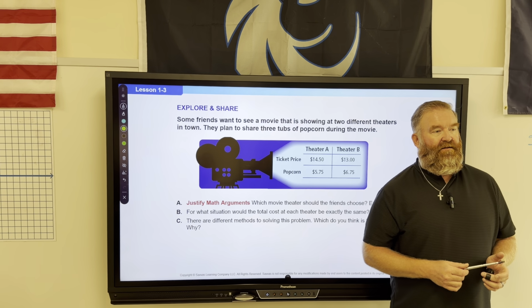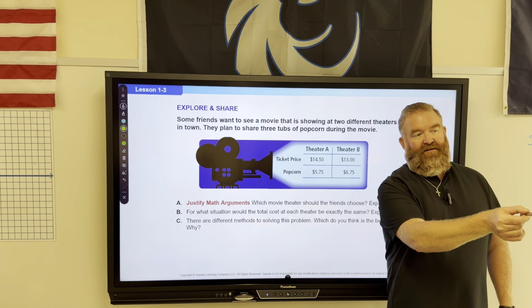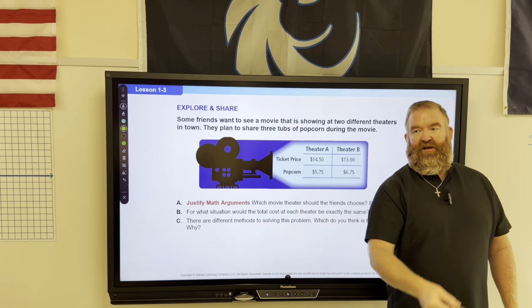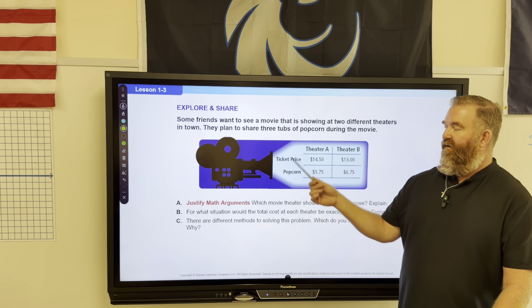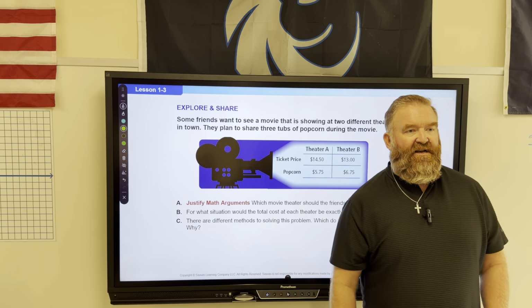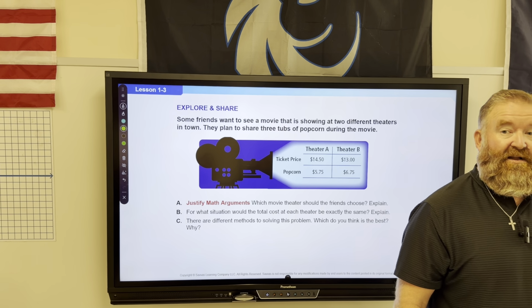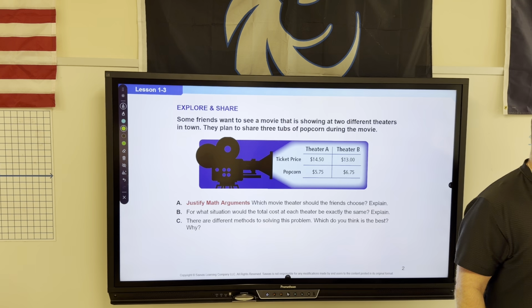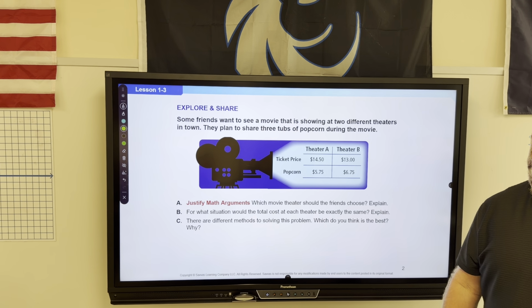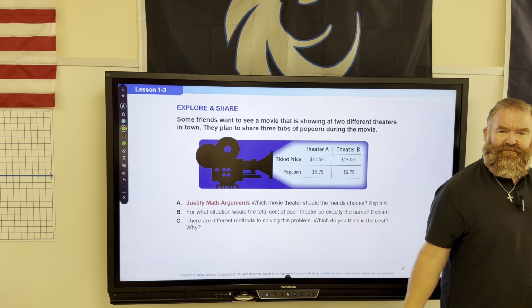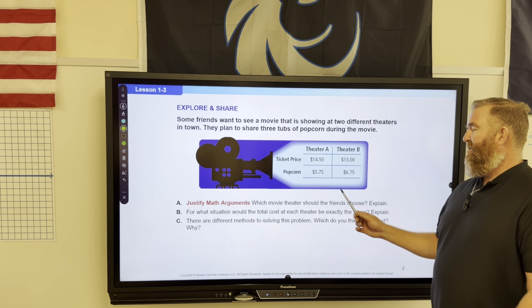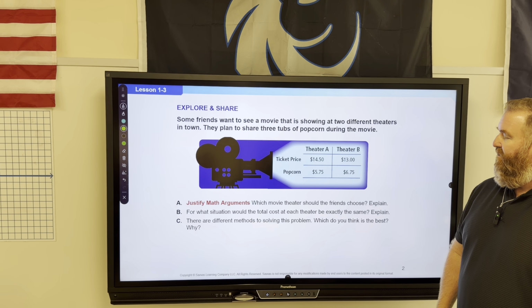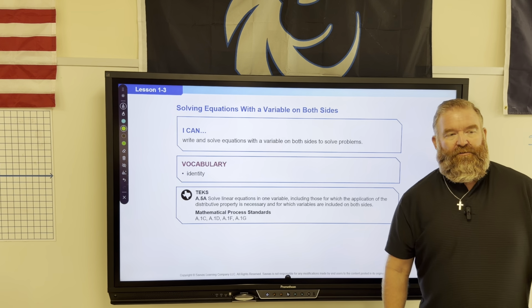Not taxes. Say that louder. How many people are actually going to go? It says a group of friends. So I'm not a big fan of these questions because it didn't tell you how many friends were going to go. Because if it's only 2 friends, who really cares? But if you have 10 friends going, that's going to make a big difference. If you have 3 friends, why would 3 friends share 3 tubs of popcorn? I don't get that. So I don't really like this question. Yeah, we're moving on.